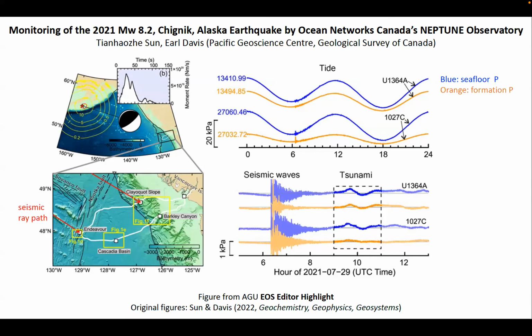I'll share with you a recent application of Ocean Networks Canada's NEPTUNE cable system to monitor the 2021 magnitude 8.2 Alaska earthquake. A special feature about ONC's NEPTUNE cable system is that it has multiple nodes in different tectonic environments, from mid-ocean ridge to the accretionary prism of the Cascadia subduction zone.